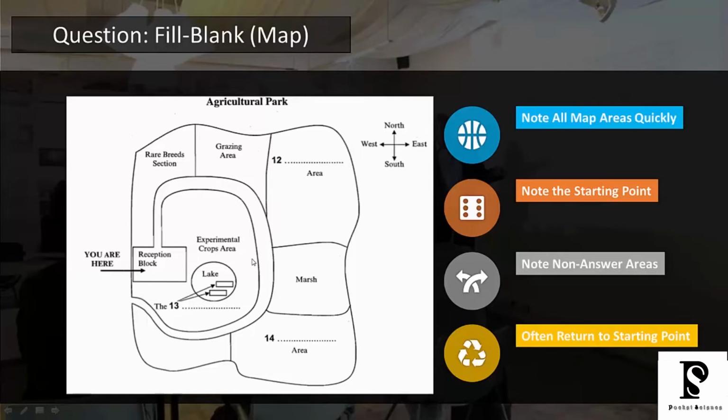Next to, above, northeast corner of, across, next to, below. Right? So that's what you have to be able to really, really listen out for with that kind of question type.